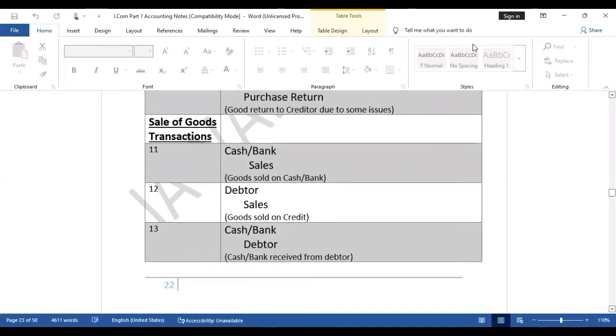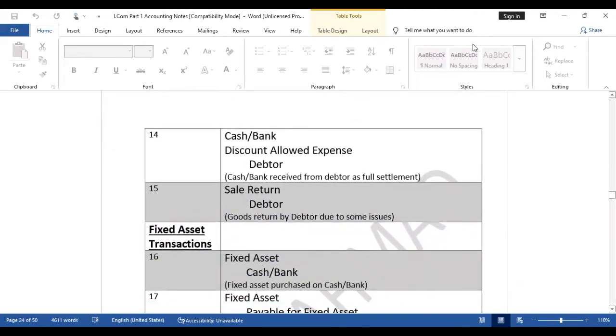Now move to the entries when any goods or saleable items have been sold to the customer. If they have been sold on cash, the entry will be cash debit, sales credit. If they have been sold on credit and we intend to receive some money from our customer at a future date, the entry will be debtor debit, sales credit, and when the debtor pays for its debt, the entry will be cash debit, debtor credit.